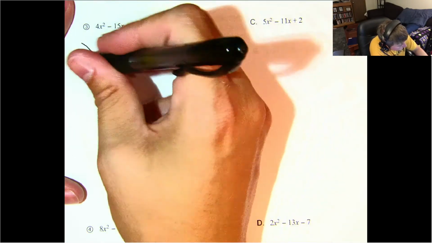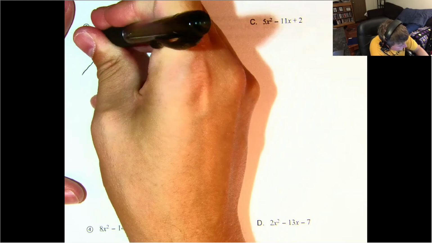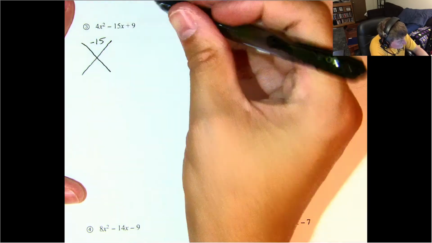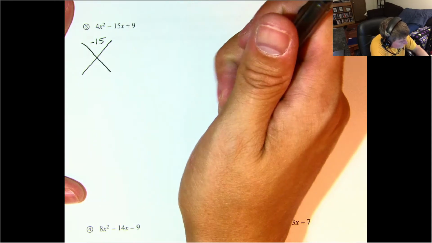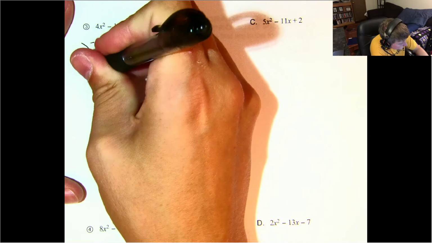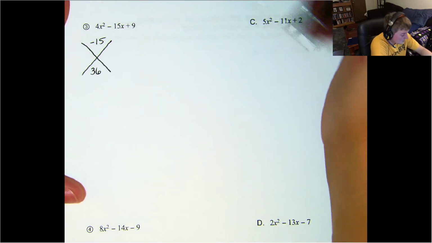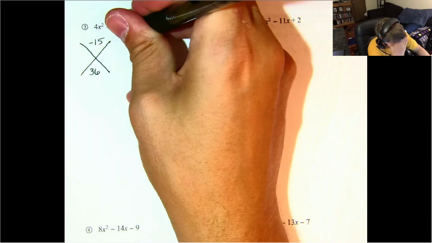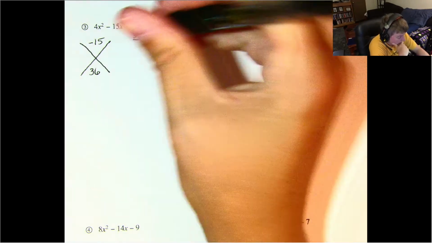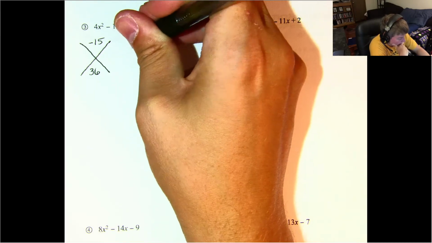So I'm going to start my x. I'm going to have a times c here, which is 4 times 9, which is 36. This is going to be negative 15. Okay, so now I'm looking at this one, and I have to figure out numbers that multiply to 36 but add to 15.